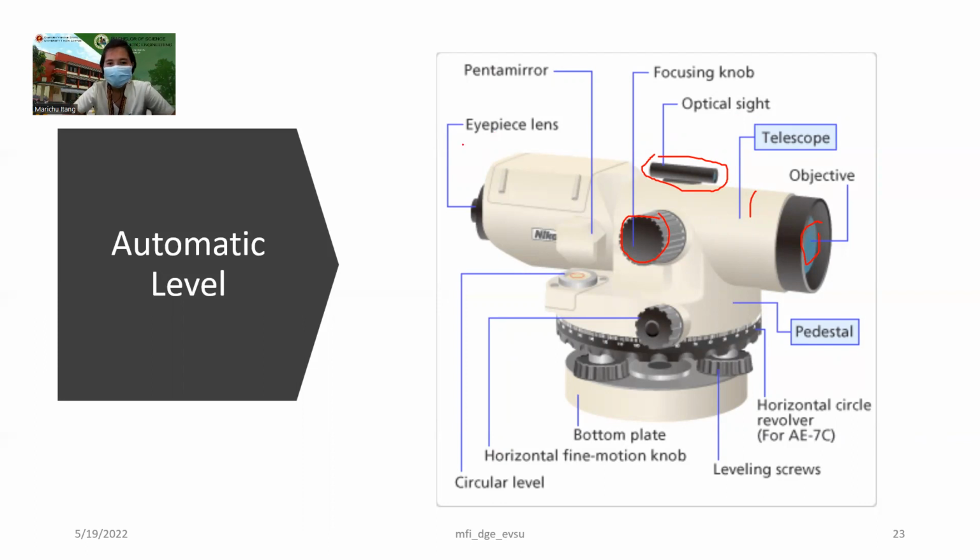We also have the eyepiece, through which you see your target. And we have the tribrach. Similar to the total station, you need to turn the three circular screws, the foot screws, to level the instrument until the circular bubble is centered. Okay?